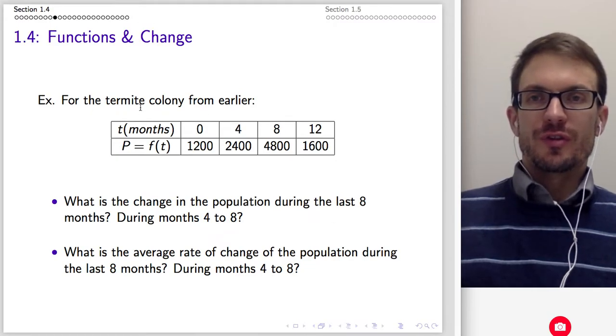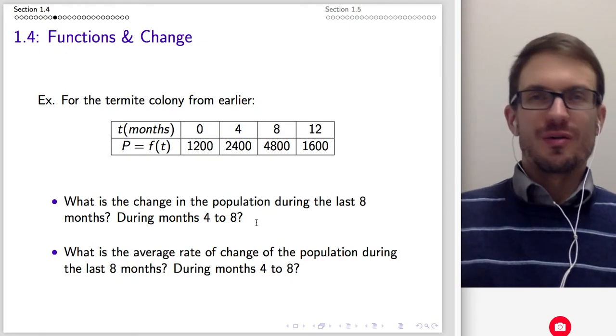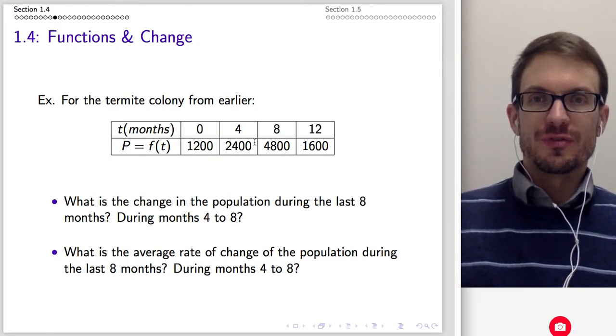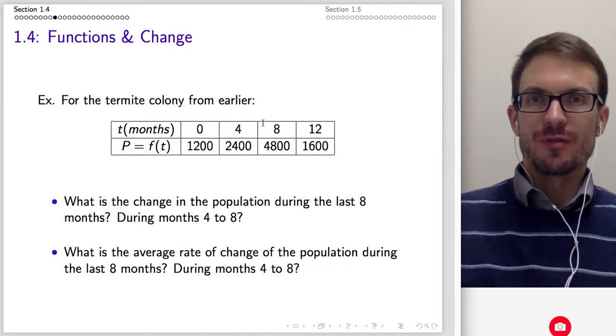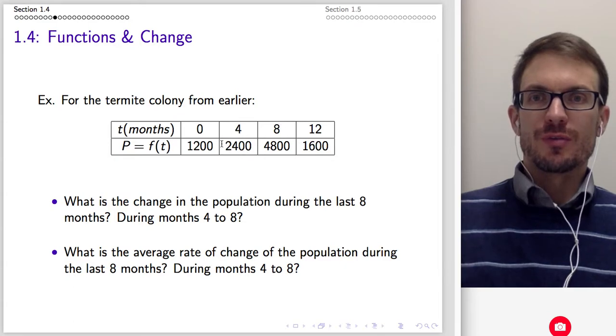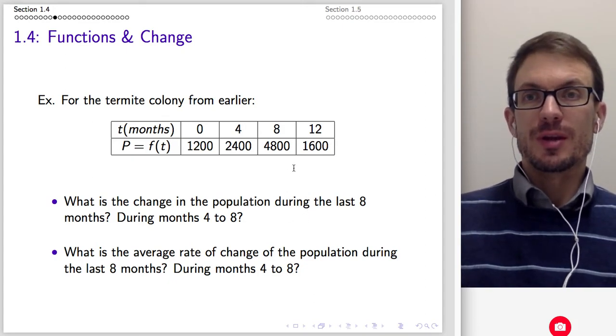All right, so for the termite colony from before, what's the change in population over the last 8 months, or for months 4 to 8? So we're interested in the change between month 4 and month 12, and we're comparing that to the change from month 4 to month 8. So going from 2400 to 1600 and going from 2400 to 4800. And then we're interested in the average rate of change over that period.